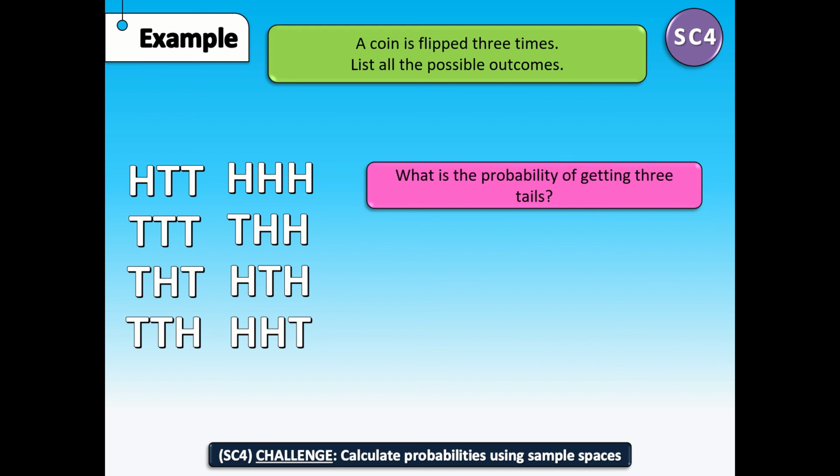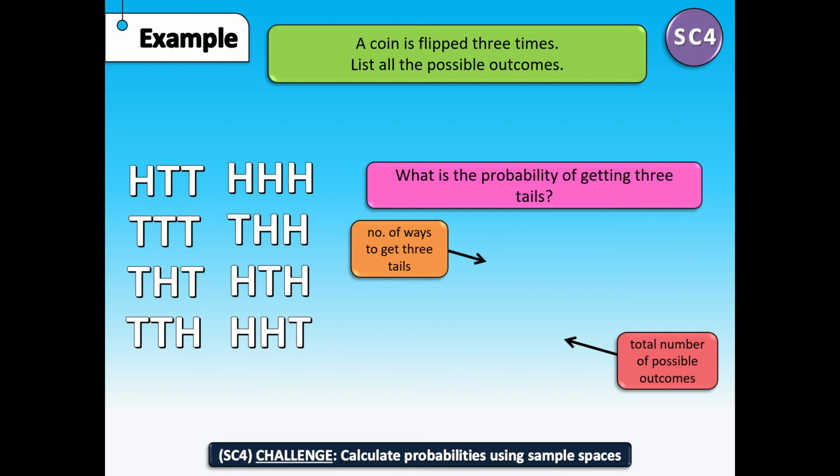So what is the probability of getting 3 tails? Well, there's only one way of getting 3 tails, and the total number of outcomes is 8. So the probability of getting 3 tails is 1 out of 8.